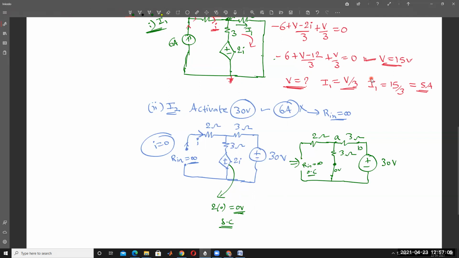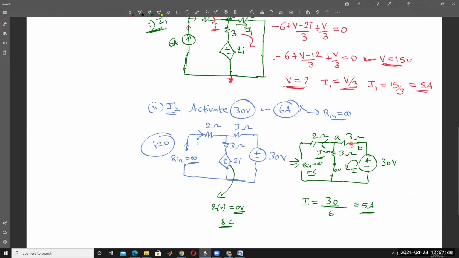Because of this 30 volt source, current flows in this manner. That's why this current I is equal to V by R: 30 divided by how much? 3 plus 3. Because it is open circuit, the other branch is not included. I is equal to V by R means 3 plus 3, 6, so it is 5 amps.